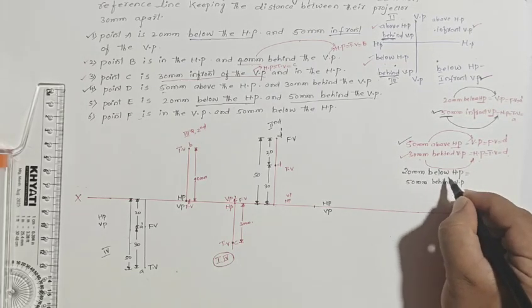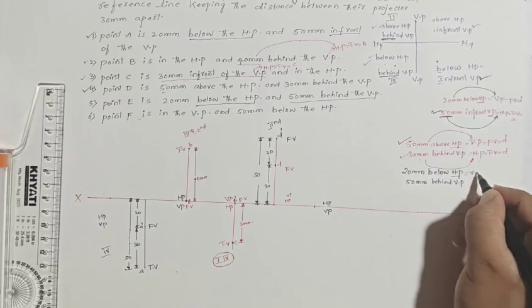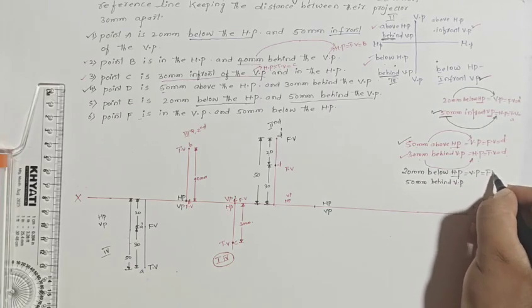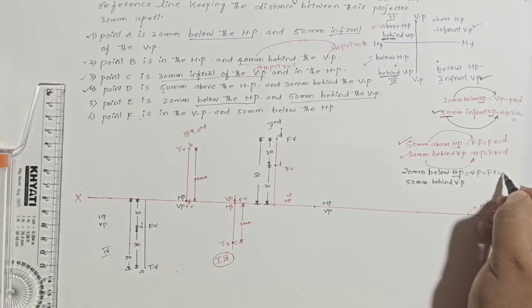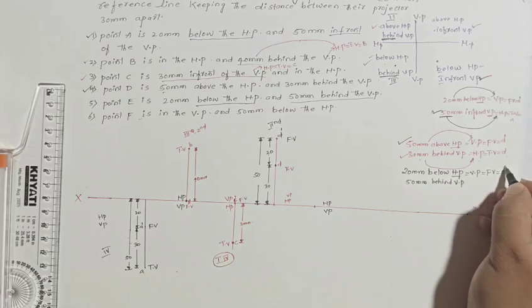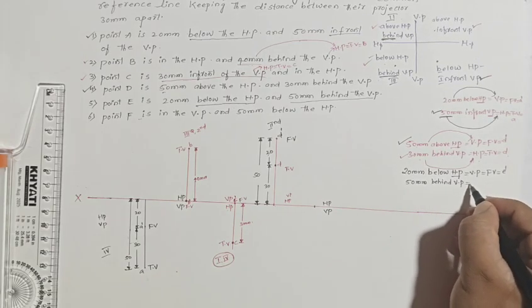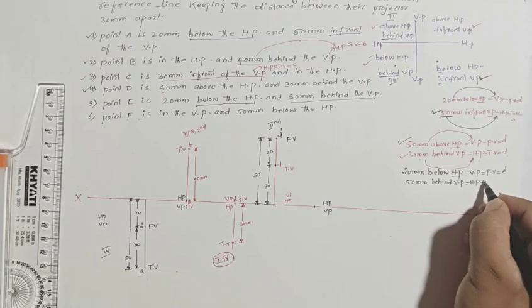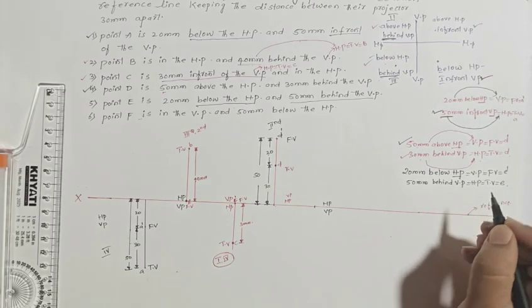So 20 mm below the HP means they're resting on where here? On VP. VP, what we can say? Front view. Front view is represent as the point, what we can say? E dash. 50 mm behind the VP means they're resting on HP. HP, what we can say? Top view. It represent as the point E.